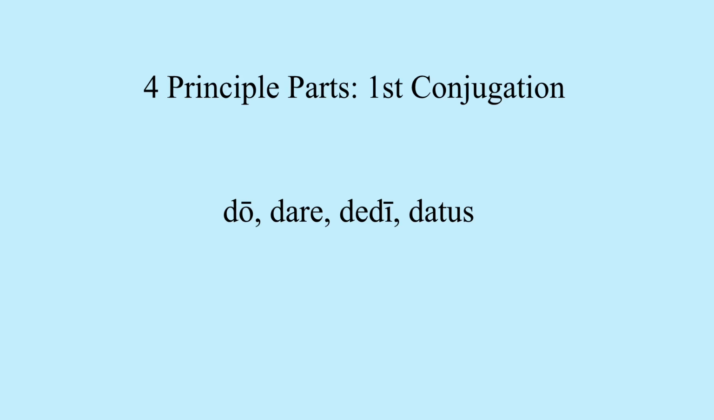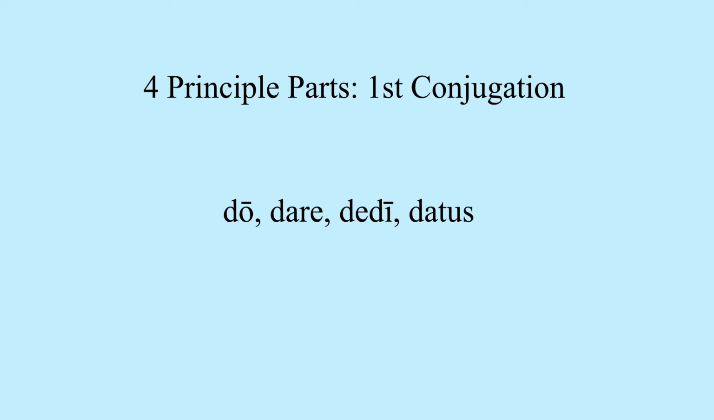As you're looking through your vocabulary list, I want to draw your attention to one special verb, the verb to give: do, dare, dedi, datus. You're noticing right away that it's irregular, right? It doesn't create its four principal parts in the exact same way as all of the other verbs. There's not very many irregular verbs like this in the first conjugation, but there are a few.